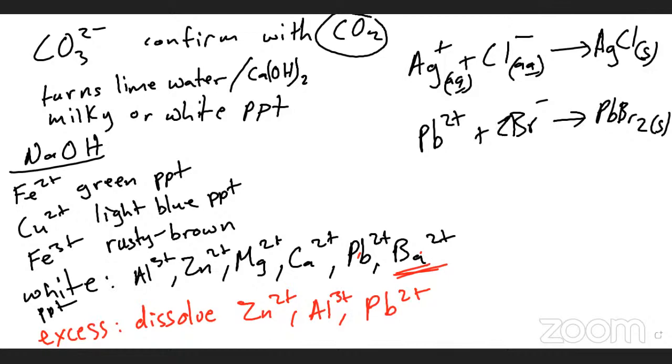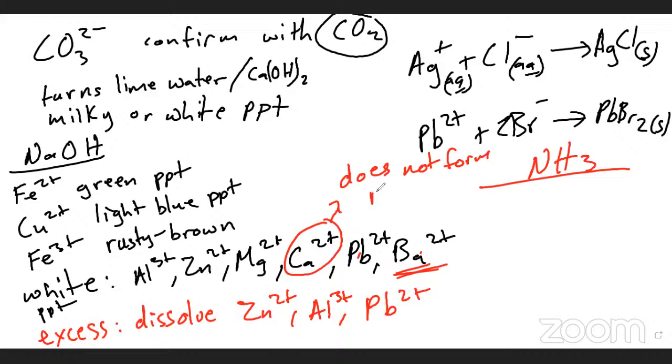All right, so continuing on now, you would move from sodium hydroxide and you would use ammonia. All right, if you get the white precipitate, just know that calcium does not form a precipitate with NH3. The observation is the same for ammonia, just like sodium hydroxide. So I'm going to put the exception.